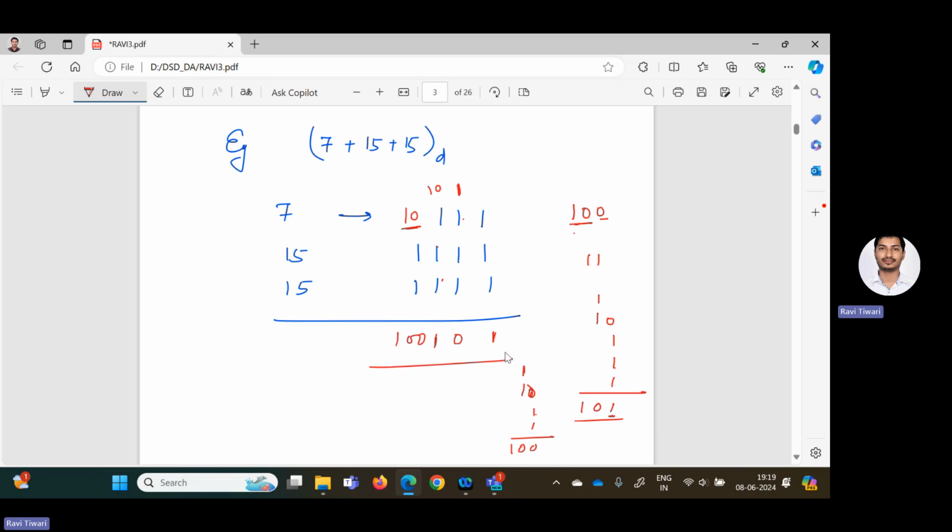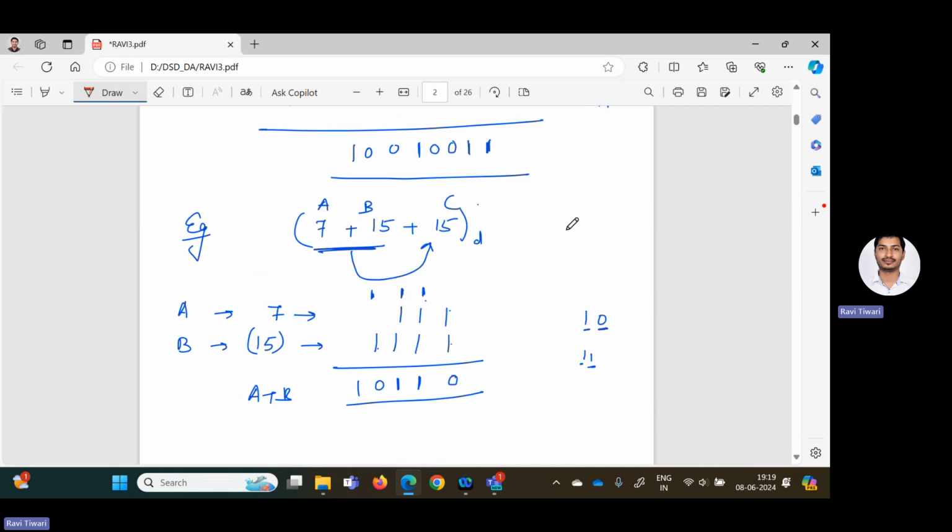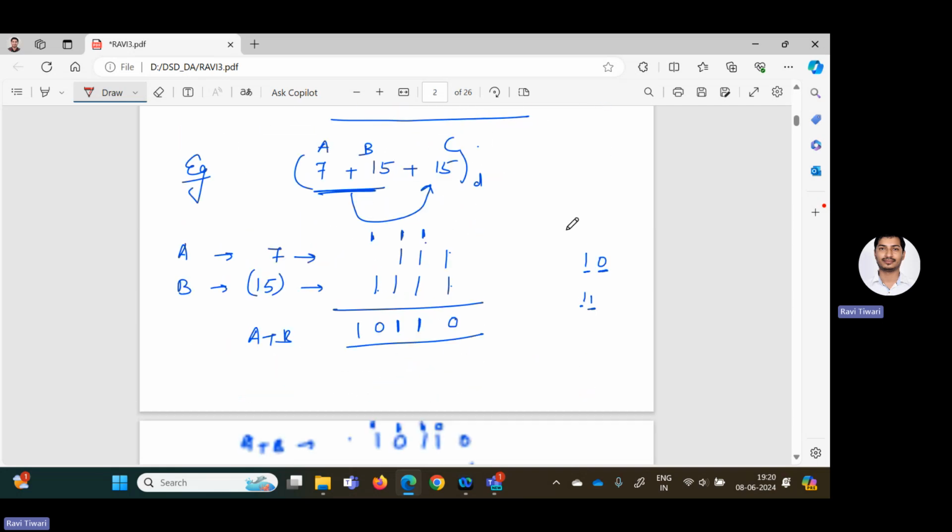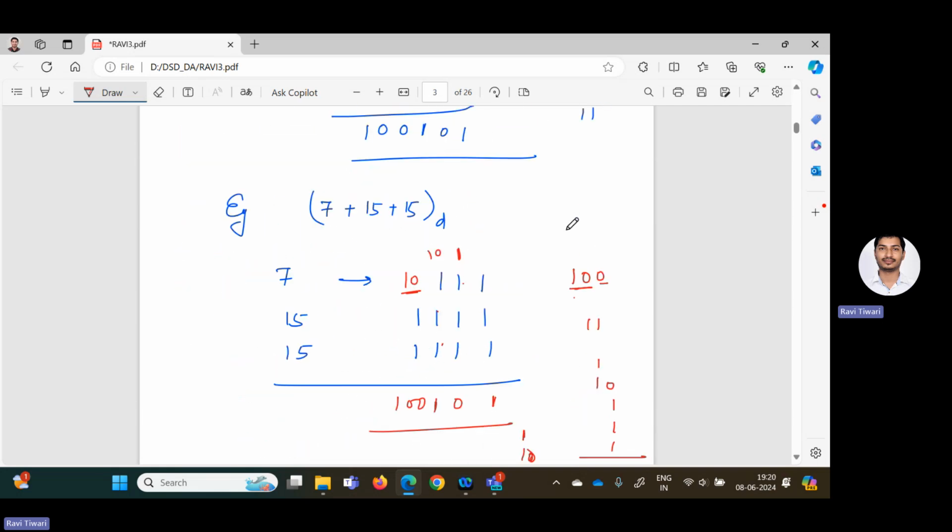So now you see, first we solved a plus b separately and later we added it with c. And here we have used another technique to add 3 numbers or 4 numbers at the same time. So here you have to check what the carry will be.